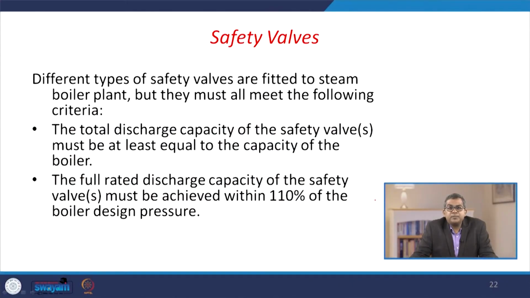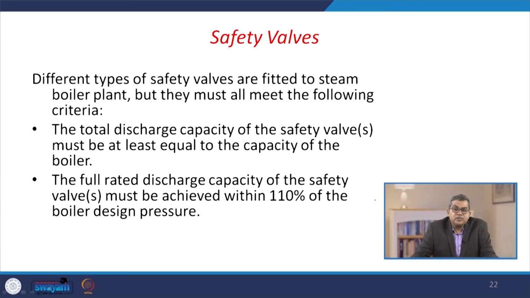Now, this type of valve is fully open at a set pressure and remains fully open until the boiler pressure or workable pressure reaches the preset pressure. The preset pressure is set lower than the lifting pressure. So obviously, this is essential for the smooth functioning of the boiler. Now, different types of safety valves are fitted to a steam boiler plant, but they must meet different criteria. One criterion is that the total discharge capacity of the safety valve must be at least equal to the capacity of the boiler, so that you can have a safe operation.